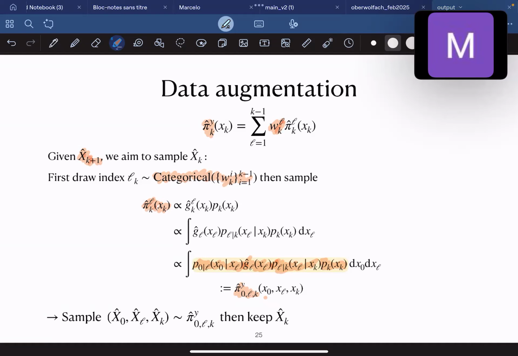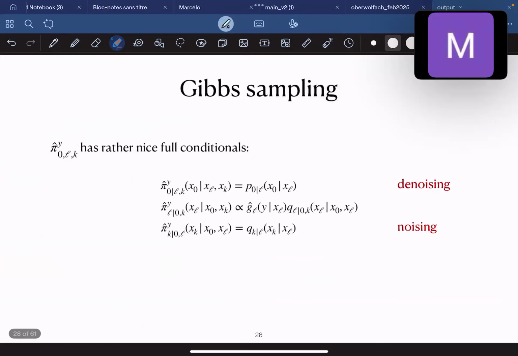Okay. So here I will specify what is in fact this Gibbs sampling which we can use. Because now I need to specify the conditional distributions of the joint I just found. So if you just use the Bayes formula, as usual, you can find relatively easily the sequence of conditionals that you want to sample from in the Gibbs sampler.